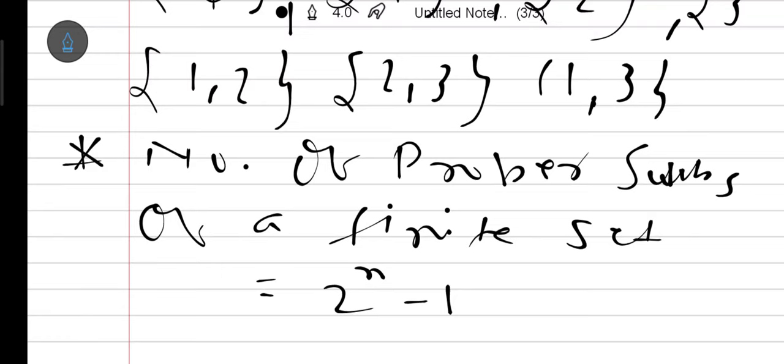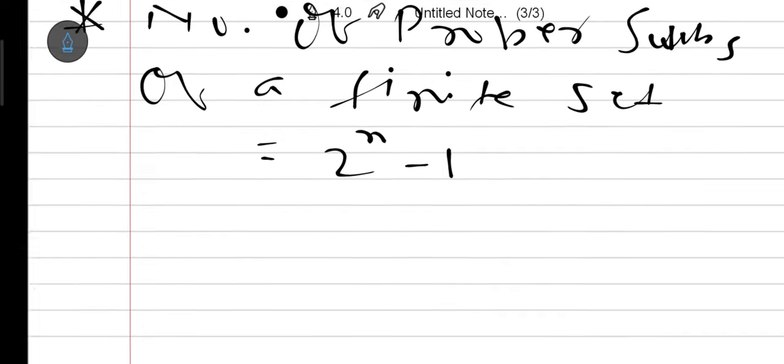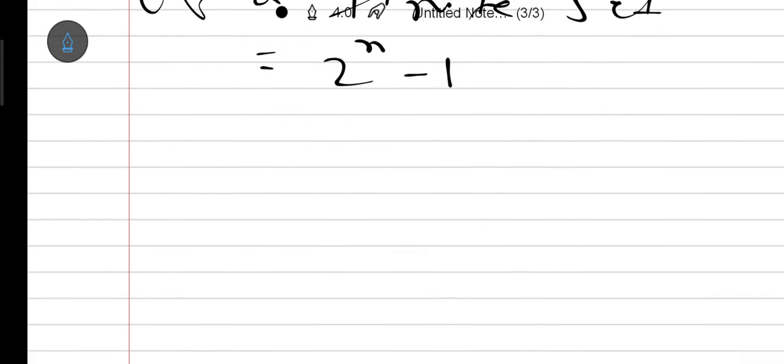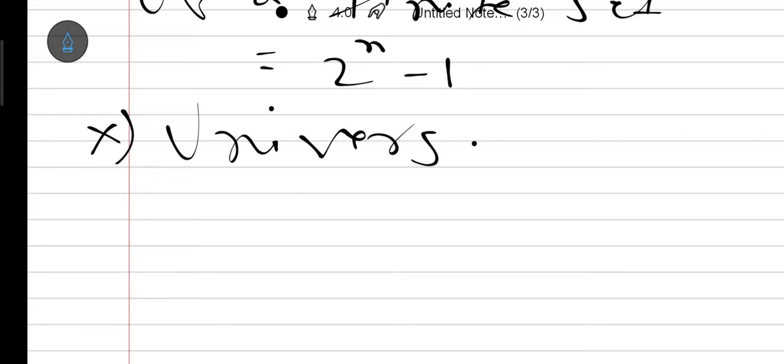So this is what a proper subset means, and this is the formula. Again, n is the number of elements present in that set. Now let's move ahead and see what's next. The next is the universal set. Now what does this universal set mean?